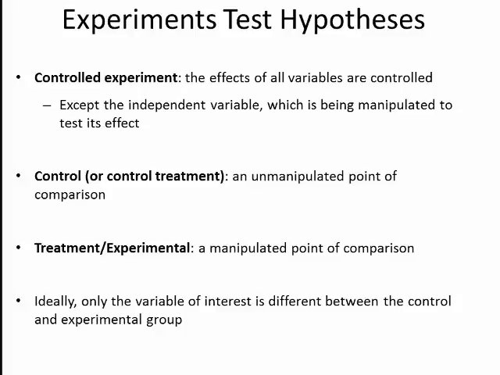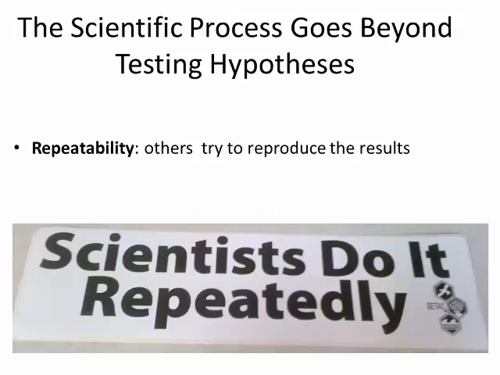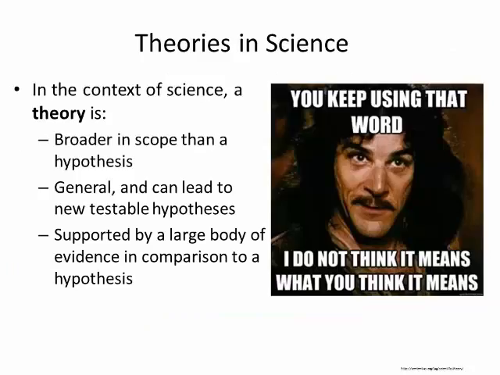In summary, controls are a non-manipulated point of comparison. The experimental group is the group subject to the independent variable. To simplify things, it's best to have only one variable of interest which differs between the control and experimental group. As mentioned before, a key element of science is repeatability. If one scientist conducts an experiment and finds radical results, but other scientists can't repeat it, then that usually calls into question the validity of the original experiment. It's important to publish studies so science can continue advancing.